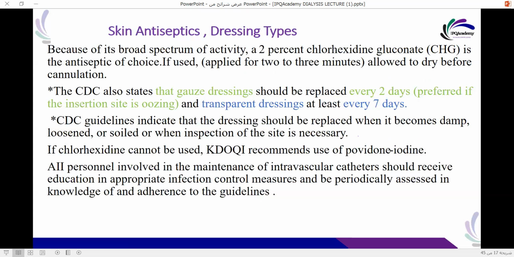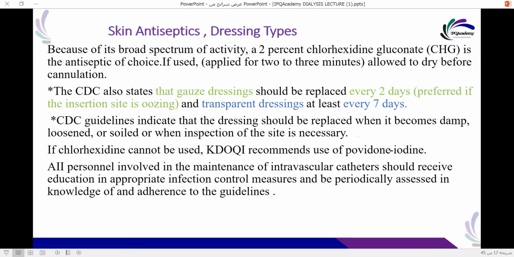The CDC states that the gauze dressing should be changed every 2 days and used when the insertion site is oozing, while the transparent dressing is changed every 7 days and actually is the preferred one. The CDC guideline indicates that the dressing should be replaced when it becomes damp, loosened, soiled, or when inspection of the site is necessary. If chlorhexidine cannot be used, what is the substitute?